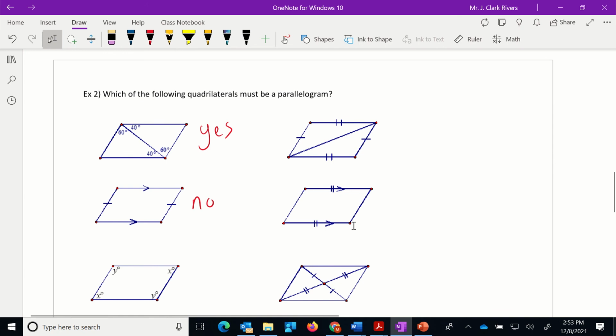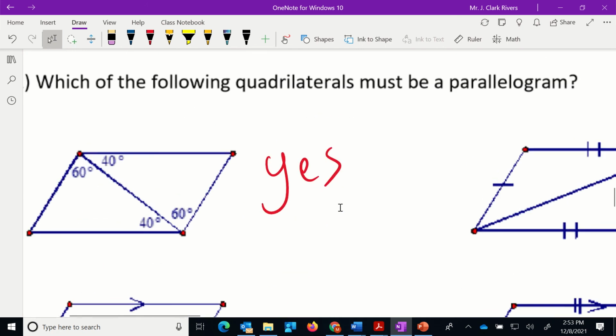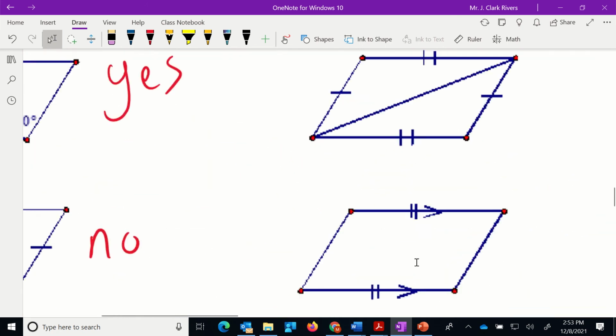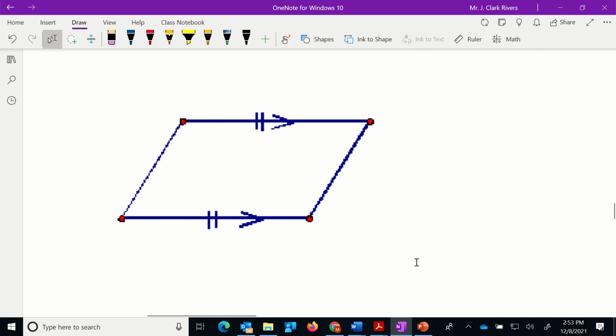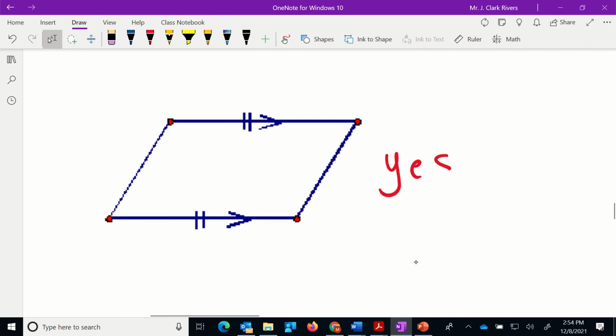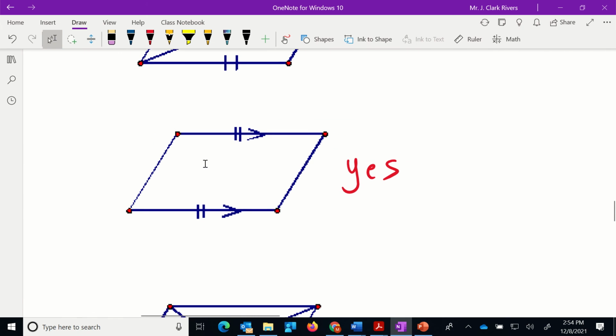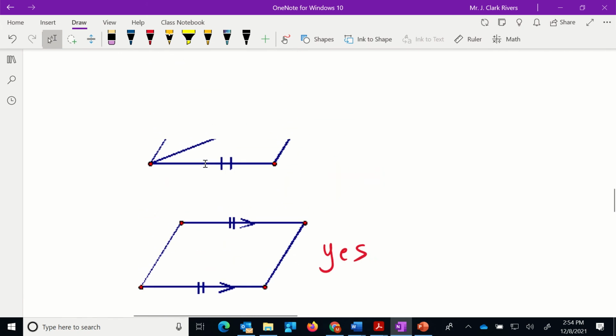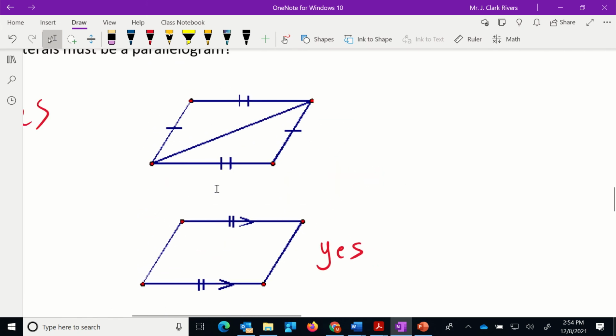With that in mind, let's take a look at this one to the right. What do you think about that one? Oh, not that. There. What do you think? Yes, right? That's exactly what we just talked about with number 3 up above. One pair of sides is both congruent and parallel. Let's take a look at the one above that. What do you think? Yes or no on that?